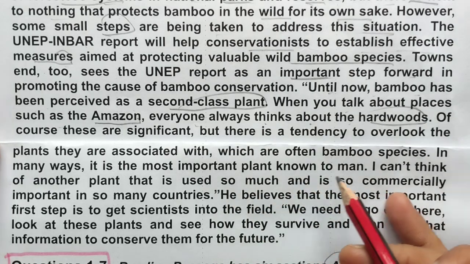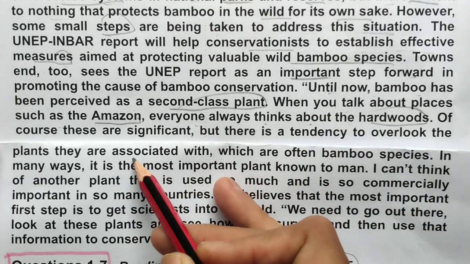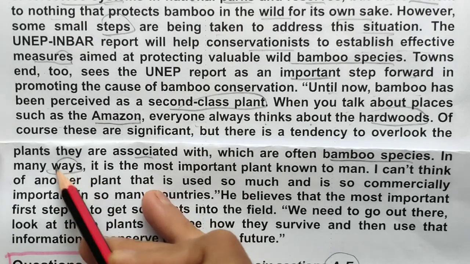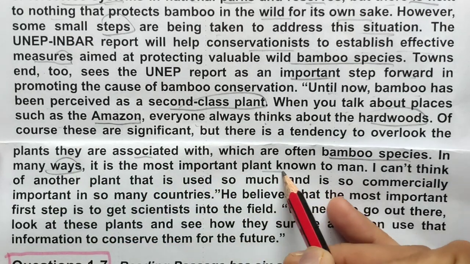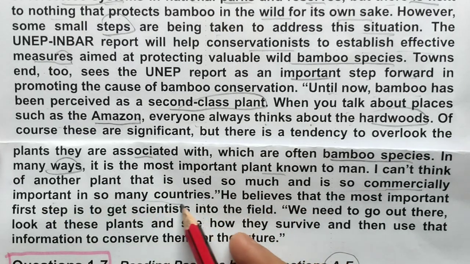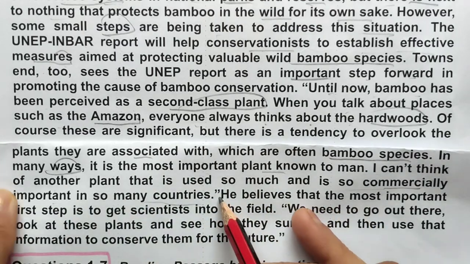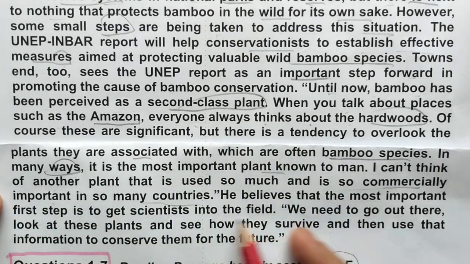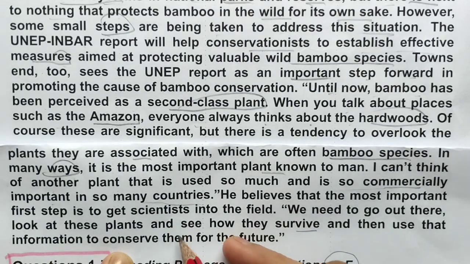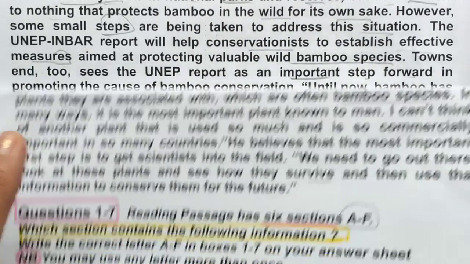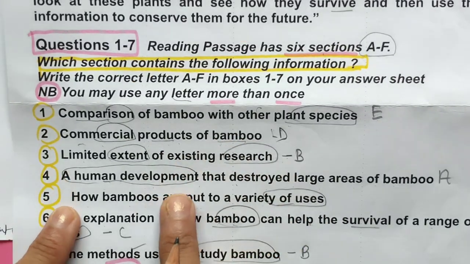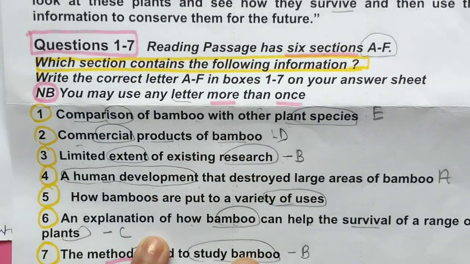So this is another part of F paragraph. Plants are associated with which often bamboo species in many ways. It is the most important plant known to man. I can think so, commercially important in many countries. He believes that. Who believes? We need to go out there, look at these plants and see how they survive. And so nothing is matching. So you can see this comparison of bamboo is not there. Commercial product limited. Nothing, only this much.